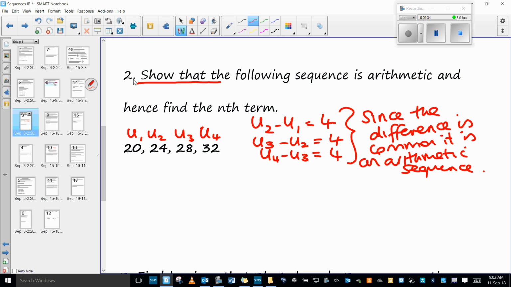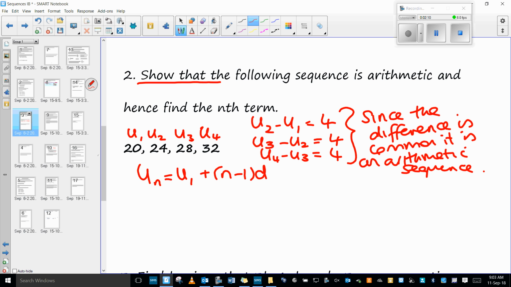And then it says hence find the nth term. So at this point is where we would probably go to the formula. Do you remember what the formula for Un was, or where we would find it? You can find it in your formula sheets.